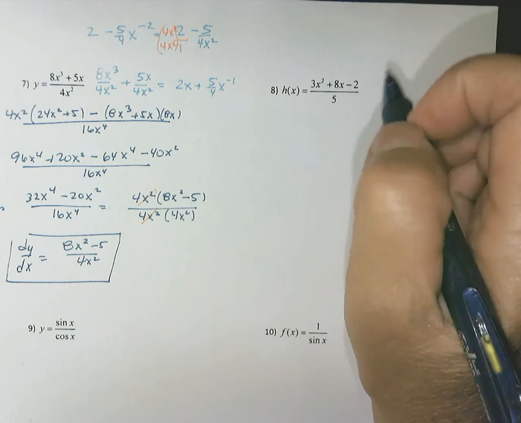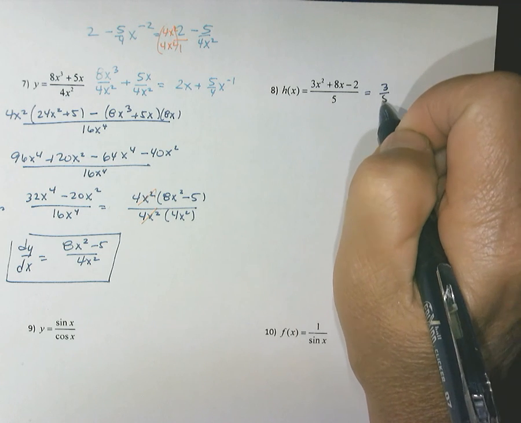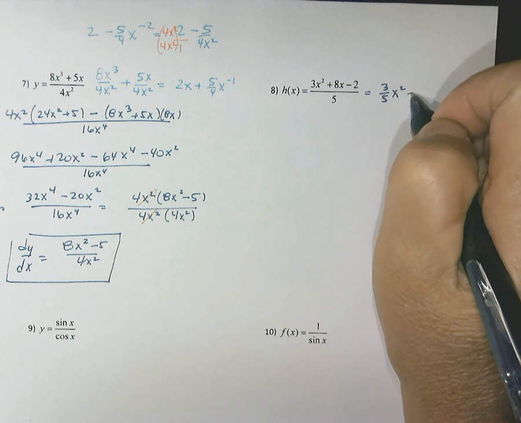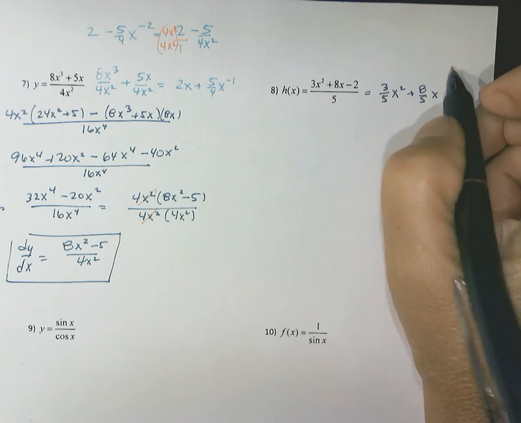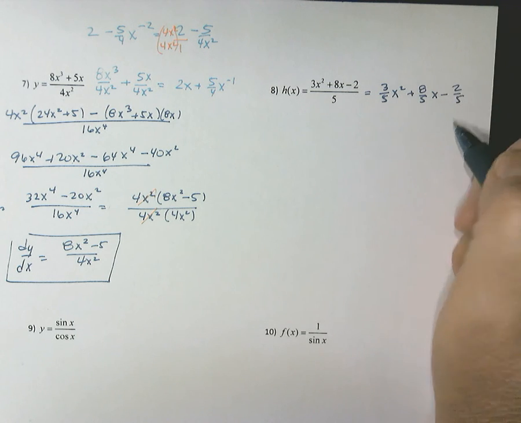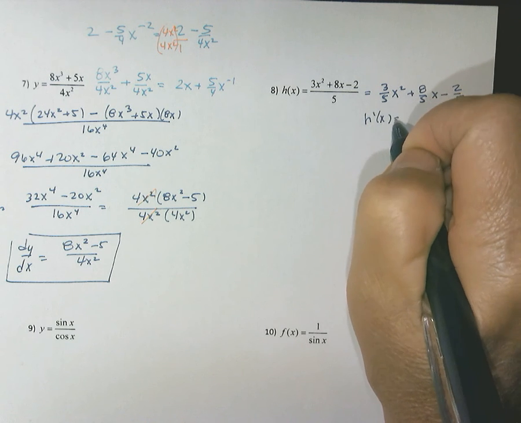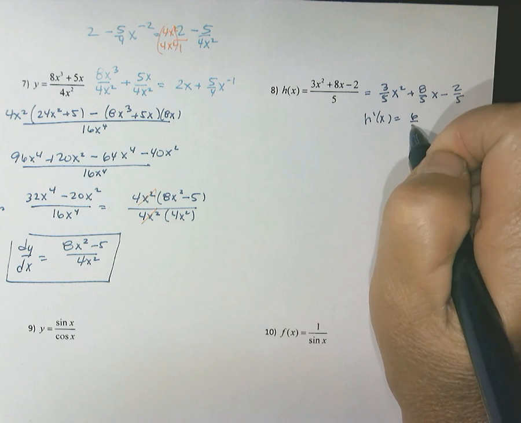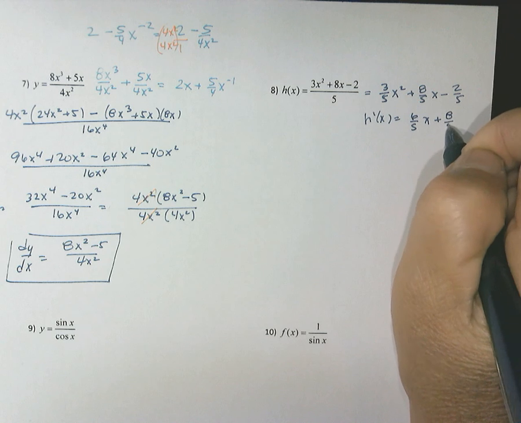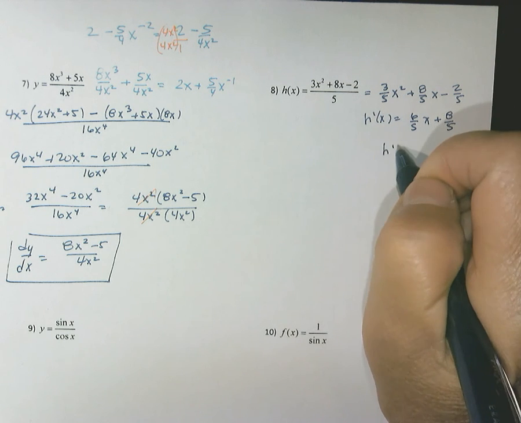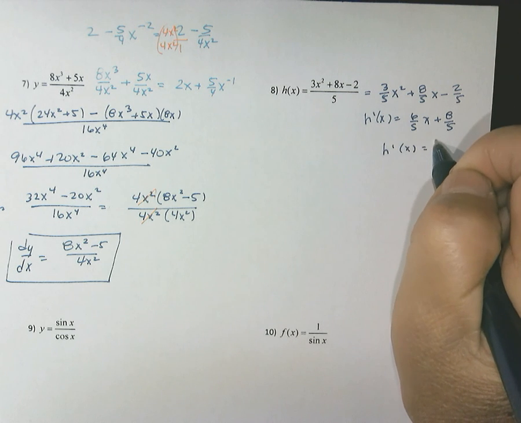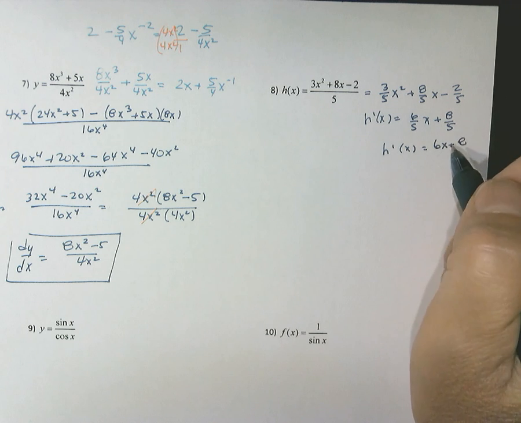Okay, so here I could do the same thing. I could go ahead and say this is equal to 3/5 x squared plus 8/5 x minus 2/5. So if I do the derivative of that, I get 6/5 x plus 8/5, which is going to give me 6x plus 8 over 5.